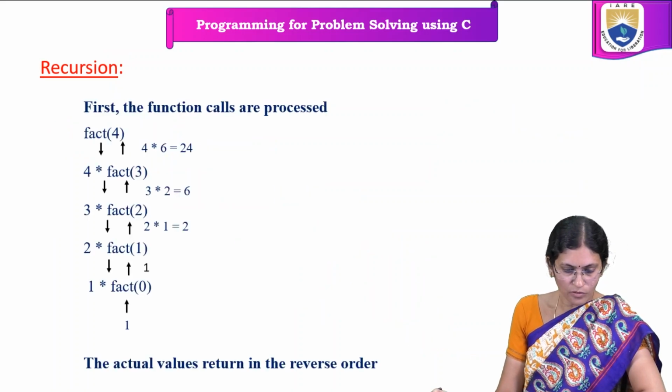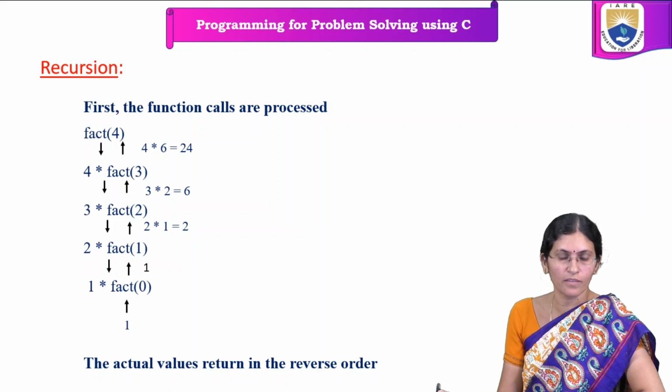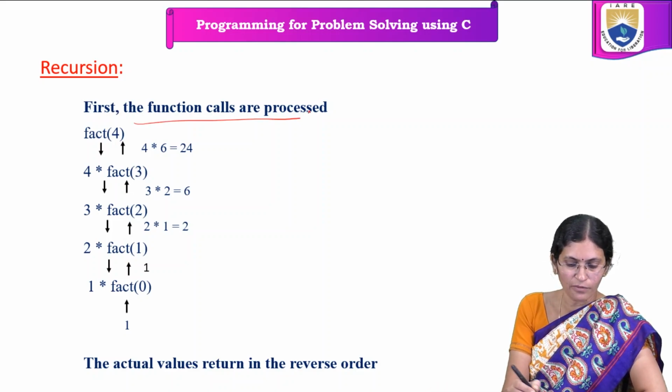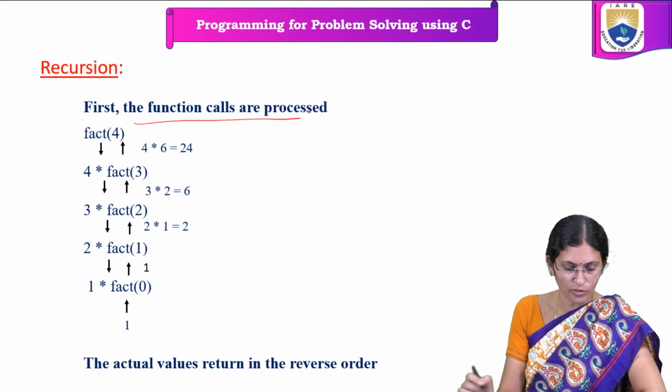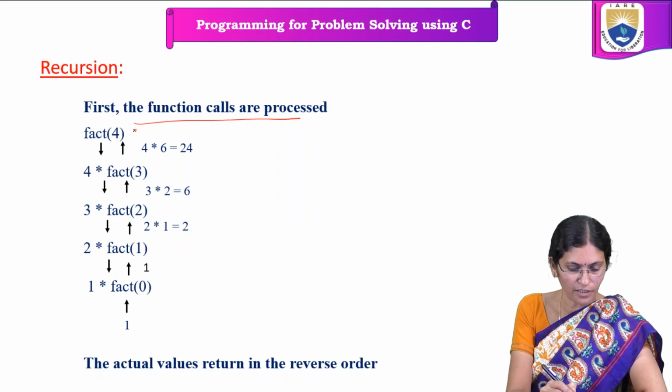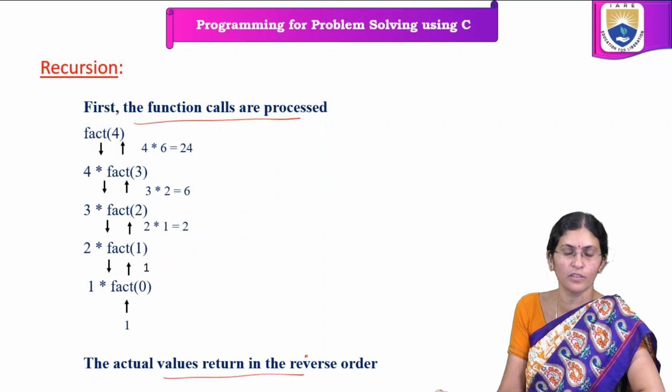Next, let us see how the function calls are processed. First the function calls are processed in increasing order, as you can see here, and then after that the values are returned in the reverse order.